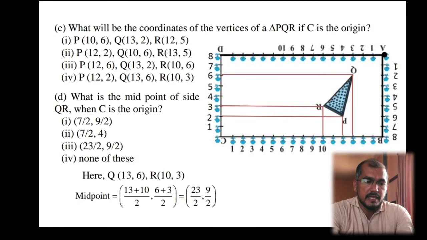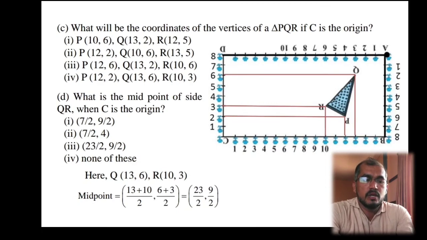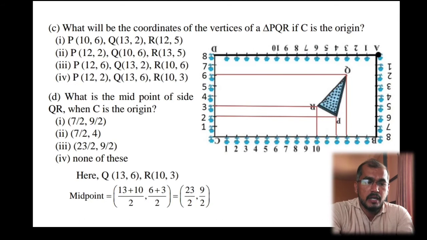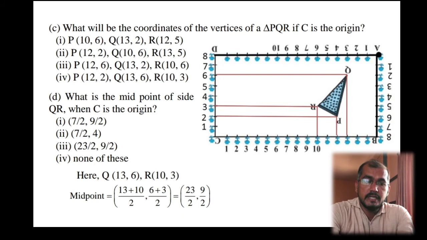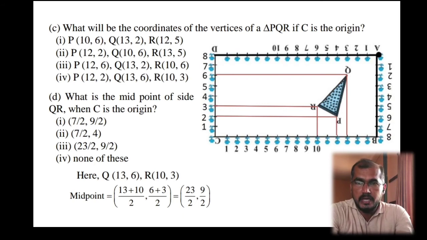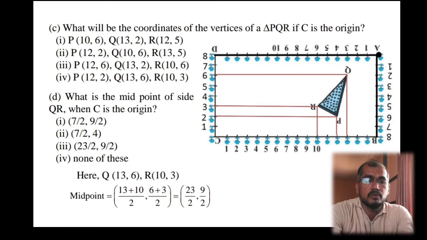Now the third one, it is C. What will be the coordinates of the vertices of triangle PQR if C is the origin? Four options are given. If C is the origin, it means we have to take the diagram in the reverse order. C is the origin. Now CB acts as the x-axis and CD acts as the y-axis. So on that x-axis we have 1, 2, 3, 4, 5, 6 up to 10 and on the y-axis also we have 1, 2, 3, 4 up to 8. Then all the vertices we have to write now.